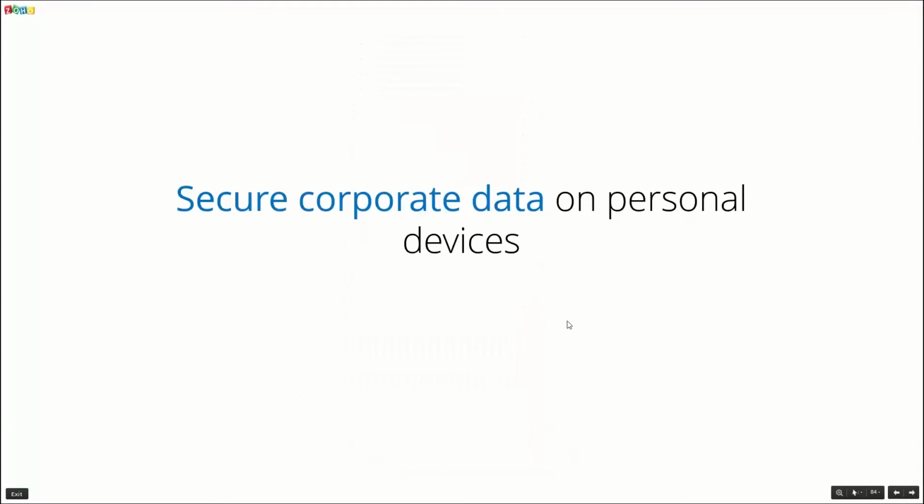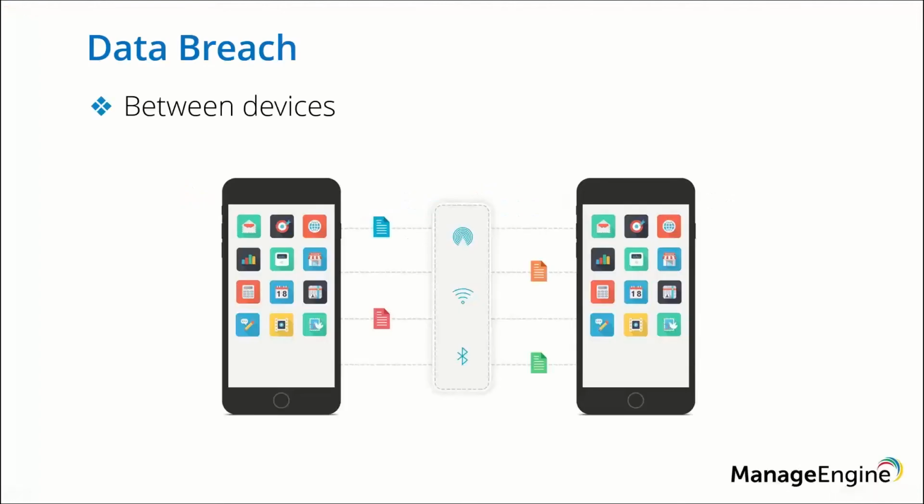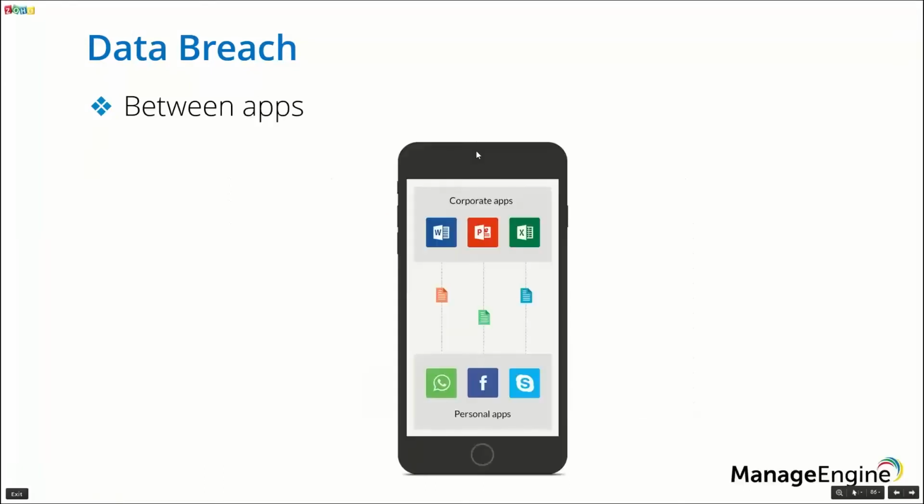And now I'm going to demonstrate how we can secure the corporate data available on personal devices. As we know, a data breach might happen between devices. Users might transfer corporate files or documents from the managed device to an unmanaged application through AirDrop, Wi-Fi, or Bluetooth. So you have to restrict that.